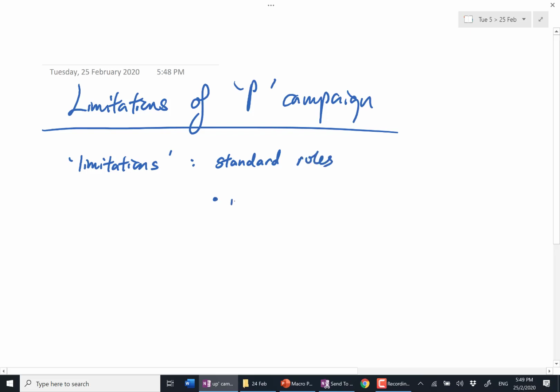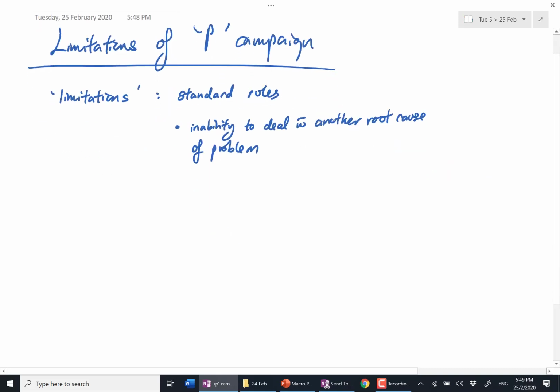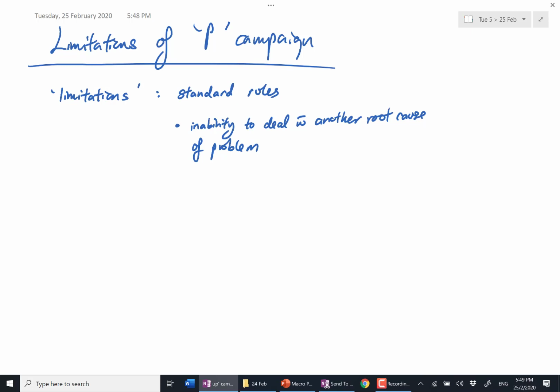First, inability to deal with another root cause of the problem is a limitation. Okay, so I'm actually telling you to understand policy limitations, you understand the root causes first. So when I say inability to deal with another root cause of the problem, let's say market failure. You're talking about limitations of taxes in dealing with the problem of smoking.